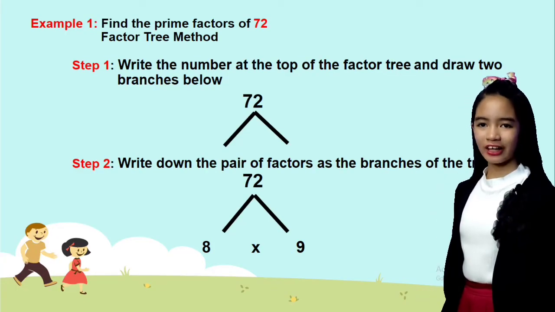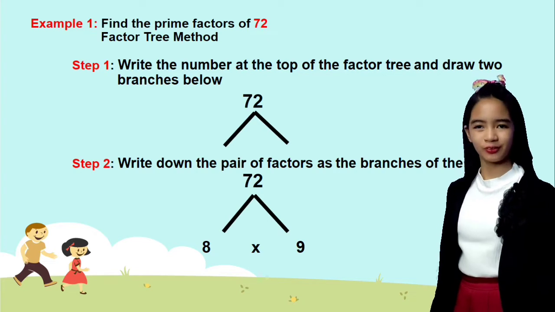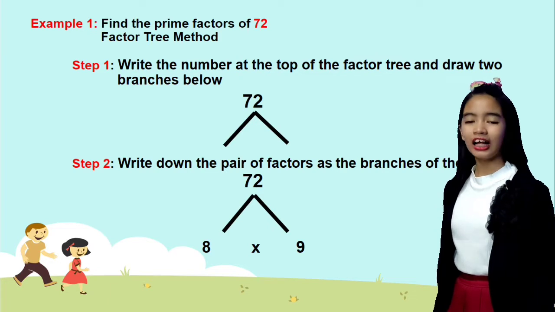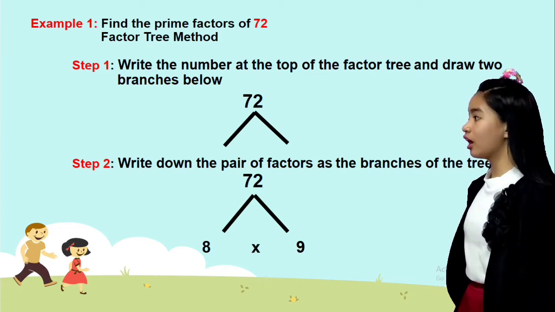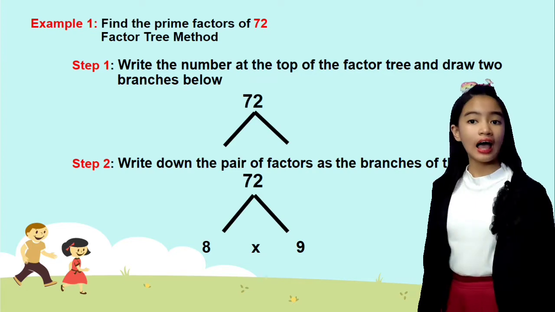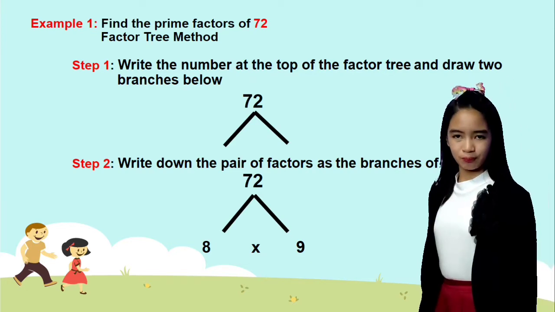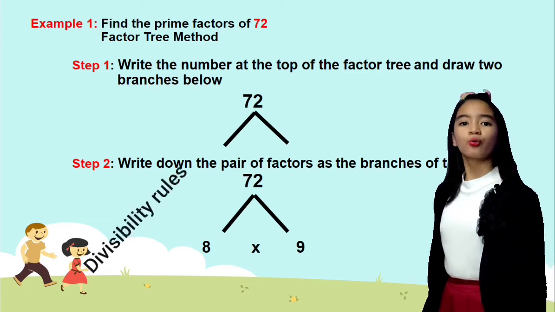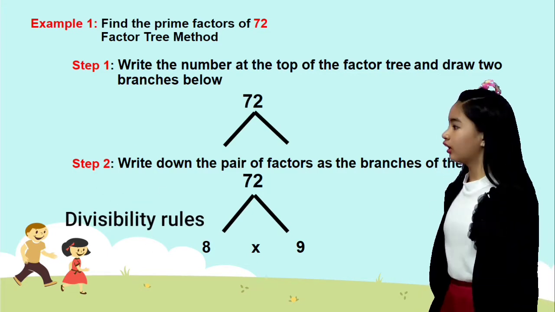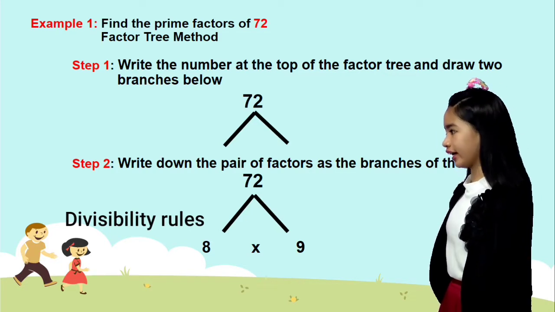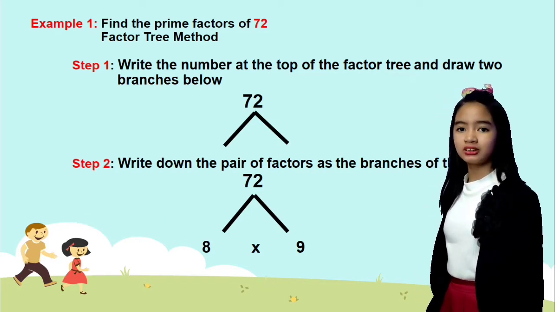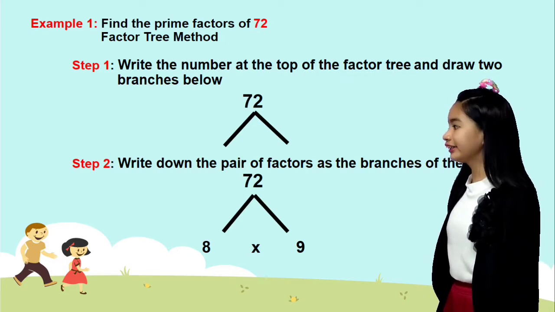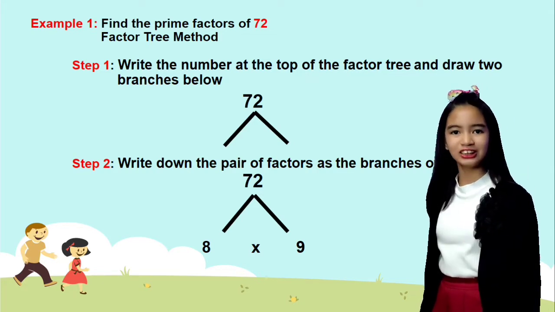Now, let's find the prime factors of the number 72 using the factor tree method. Step 1. Let's write down the number 72 at the top of the factor tree and draw two branches below. Step 2. Think of two easy factors of 72 with the aid of divisibility rules. 72 is divisible by 8. Therefore, 8 times 9 is 72. So let's write the pair of factors 8 times 9 as the branches of the tree.